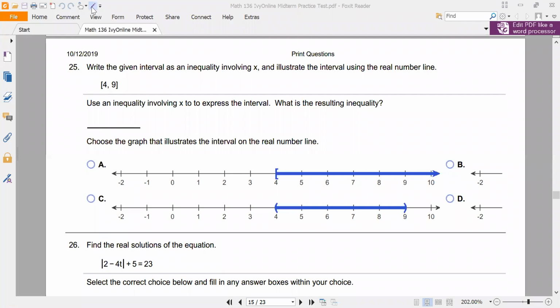Right, this is the fourth and final part of the midterm practice test review. So we're looking at number 25.